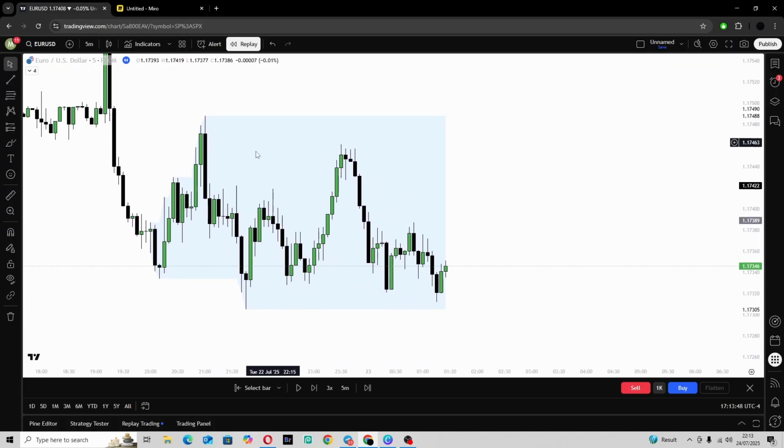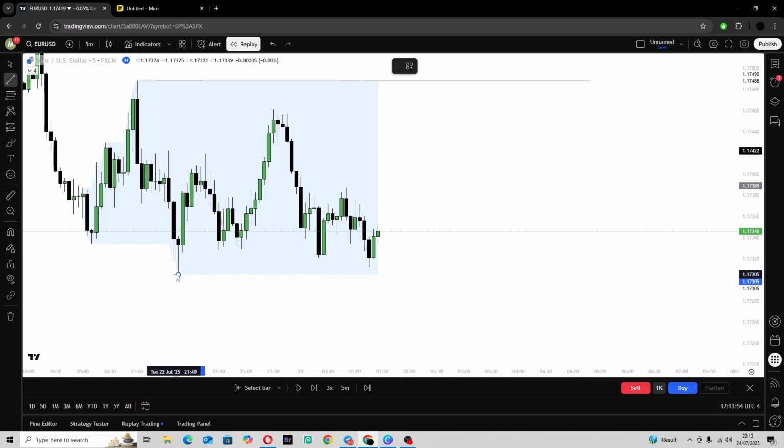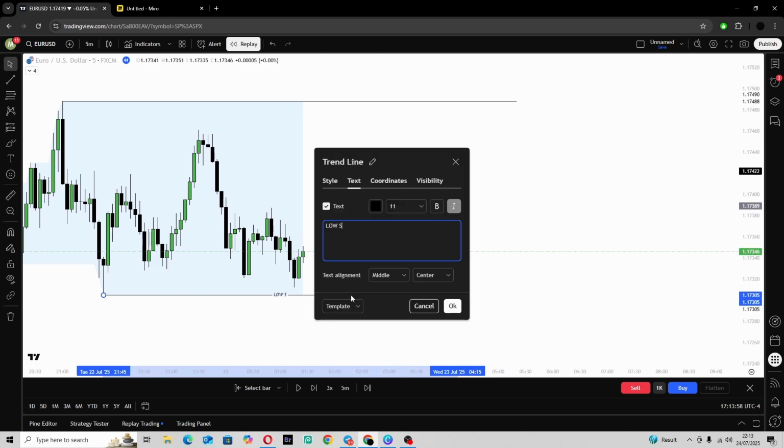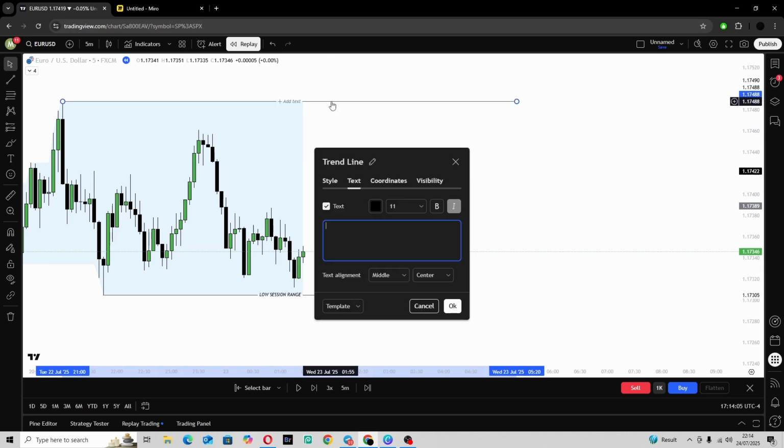As you can see, I have already marked out the Asian session with the indicator, and what I need to do now is mark out the highest point and the lowest point of the Asian session. So that's the highest point and that's the lowest point. This is the low session range, and the other one would be the high session range. Let me just write that really quickly. The high session range right here.